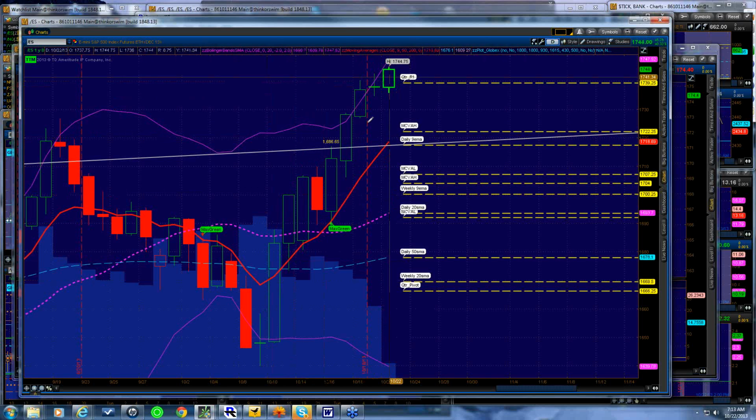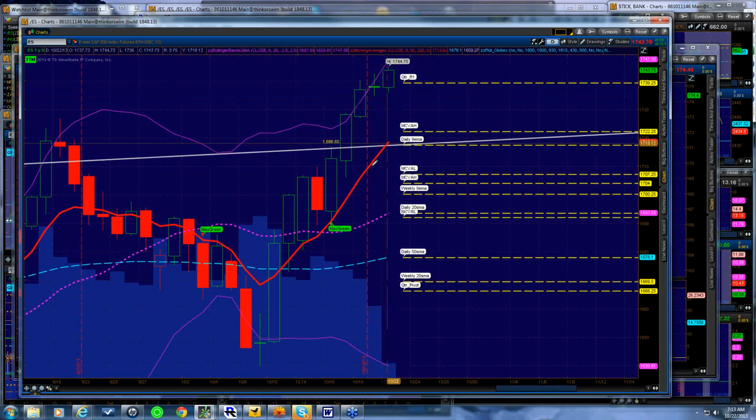So we've had a very strong rally since the low off our prior all-time high up here at 1726.75. Just had this one day of consolidation. So still looking very strong.